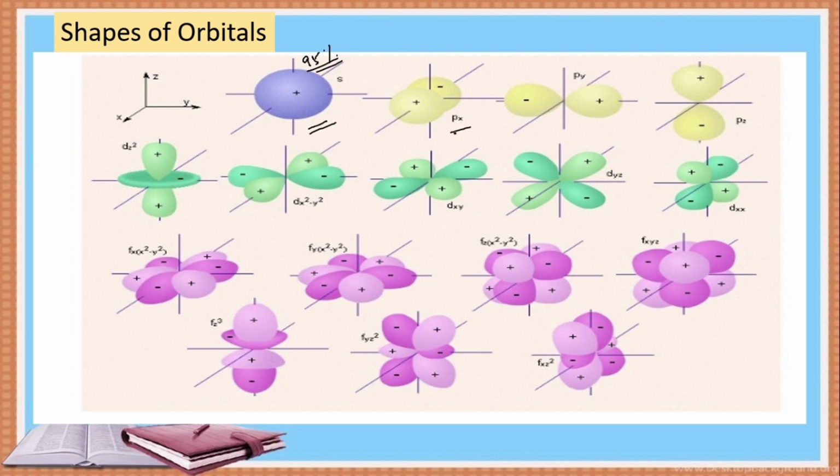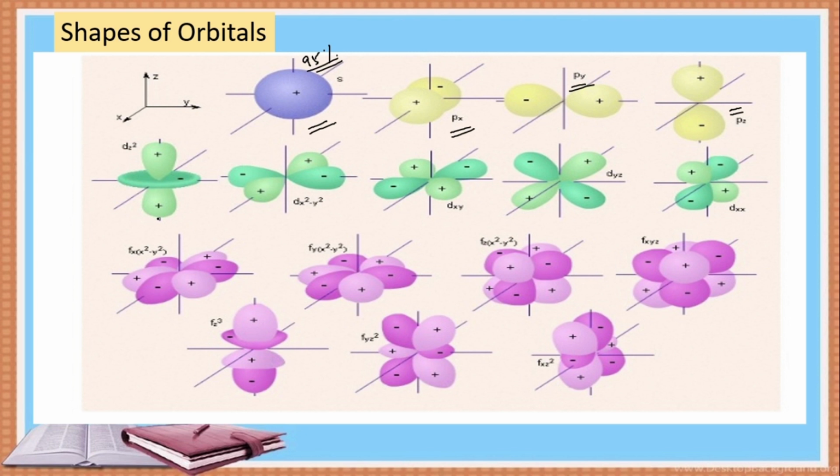Here the px orbital, py orbital and pz orbital. For px, the maximum electron density is along the x-axis only. Approximately 5% of electron density is along the y and z axes. For the py orbital, the maximum electron density is along the y-axis only, and along the remaining x and z axes very little electron density is present. It is similar for the pz orbital also.